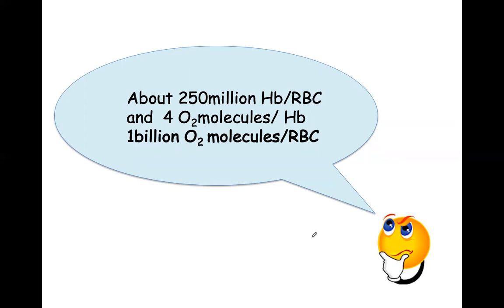Now, this number looks enormous until you think about the fact that every time you produce ATP, you require oxygen, and you have literally trillions of cells in your body. So even though the amount of oxygen per red blood cell looks huge, in the overall scheme of things, it's not that many cells.